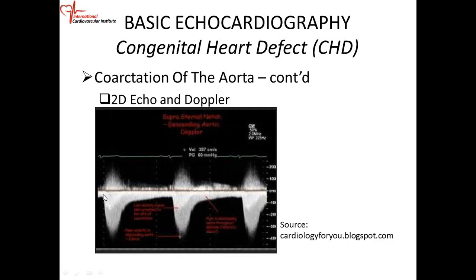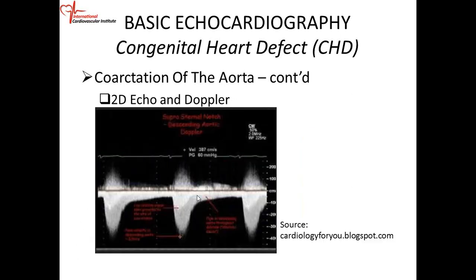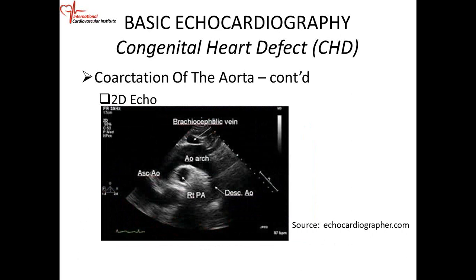We'll blow it up. Okay, so the velocity is increased. It's no longer 1 meter per second. This is 4 meters per second. Very high. And then you have a persistent diastolic flow. Remember what the normal looks like. This is what the normal looks like: nice, crisp systolic flow, nothing else. So you have to know what the normal looks like.